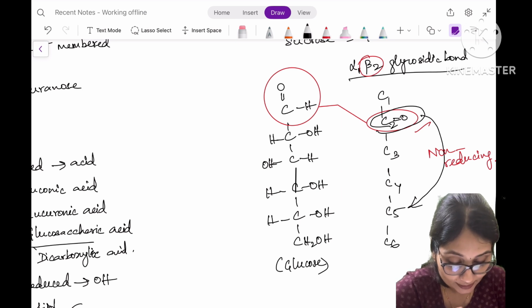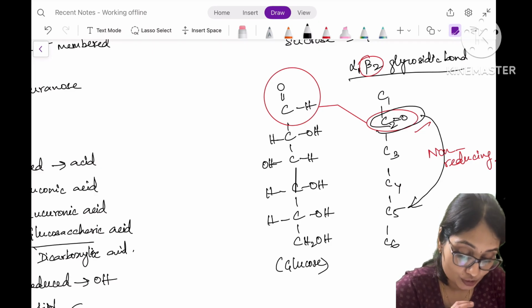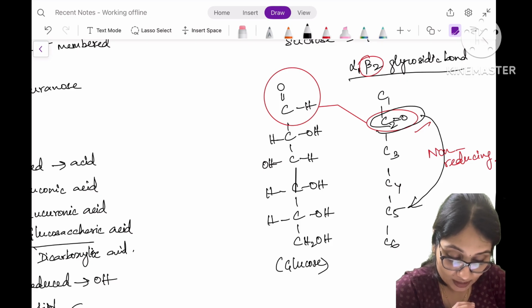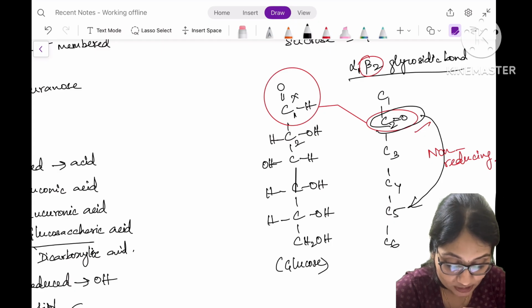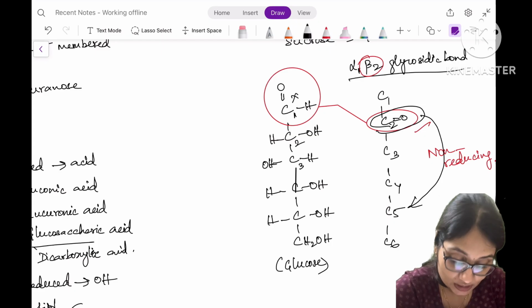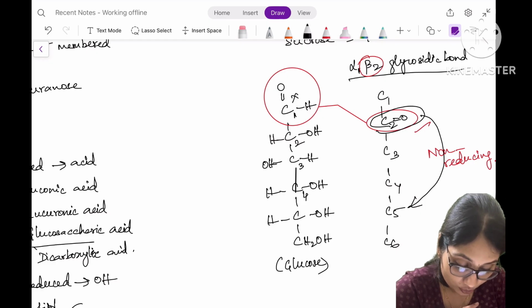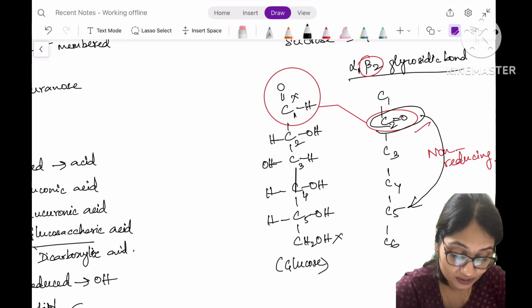So we can see that there are 6 carbons attached here. How many are chiral carbons? C1 is not a chiral carbon because 2 oxygen atoms are attached here. What about C2? It is a chiral carbon. C3 is also a chiral carbon. C4 is also a chiral carbon. C5 is also a chiral carbon. C6 is not a chiral carbon. So how many do we have?